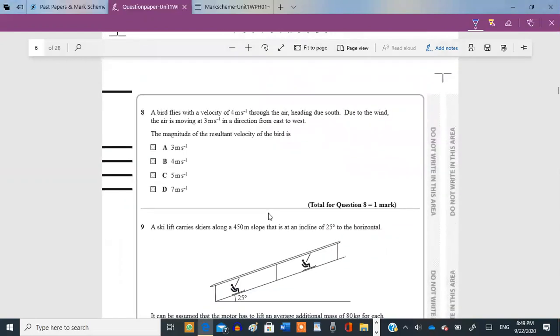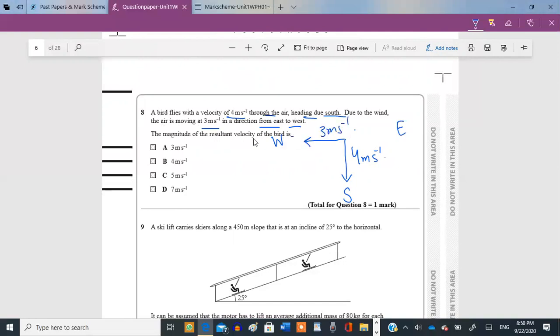Then 8. A bird flies with constant velocity 4 meters per second through air heading due south. Okay, it's heading south. This is south and the velocity is 4 meters per second. Due to the wind, the air is moving at 3 meters per second in the direction from east to west. This is your east, this is your west. So from east to west, there is a wind of 3 meters per second flowing.